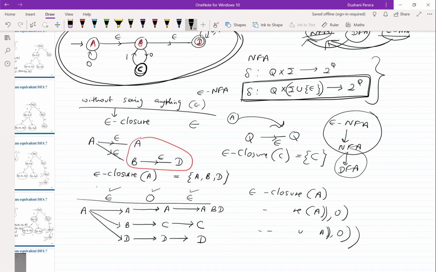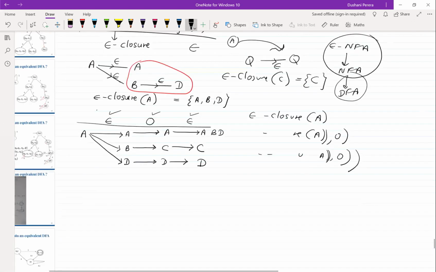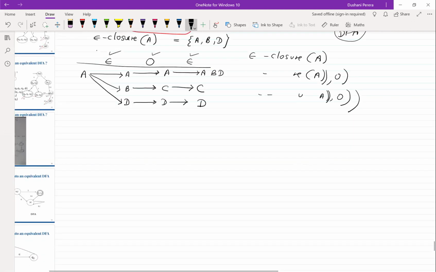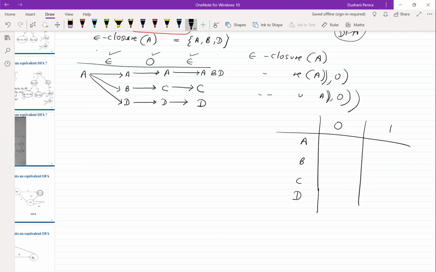Now I have my transition table as usual, with columns 0 and 1, for the states A, B, C, D. This is the epsilon NFA transition table. When I'm at state A, upon seeing 0, what are the states I can go to? I can go to all these states, so I should take the union of those results and put them here: A, B, C. This is the transition table.